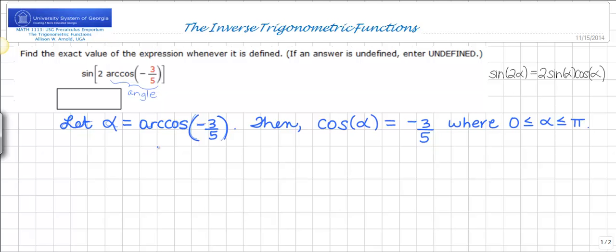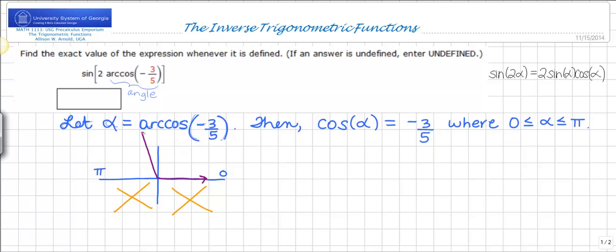Now we know that cosine is negative in quadrant 2. Inverse cosine is not allowing us to look in 3 or 4. Okay, so we're looking automatically in quadrant 2 for cosine to be negative.